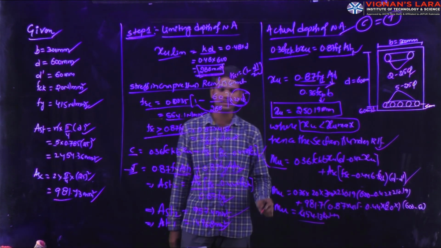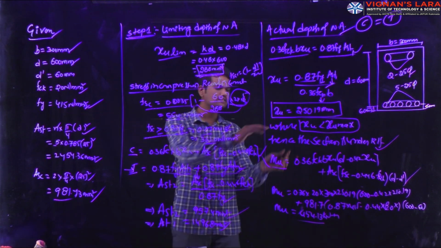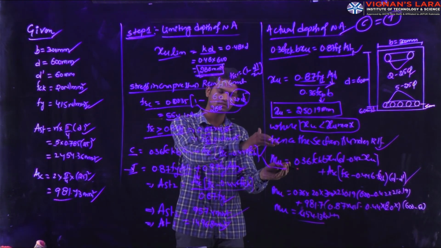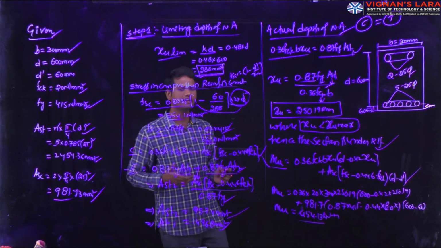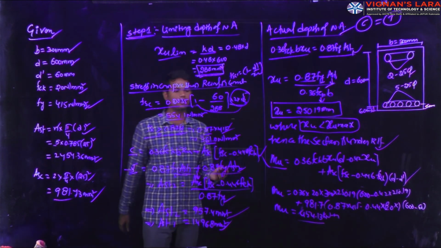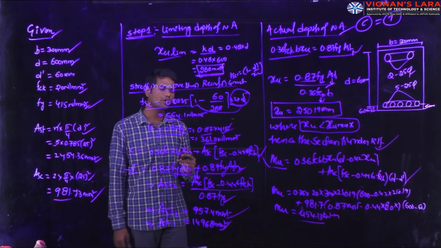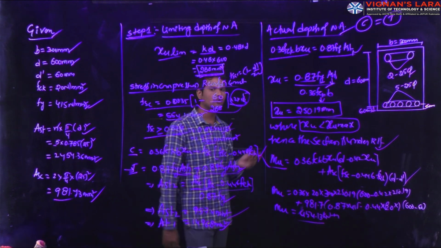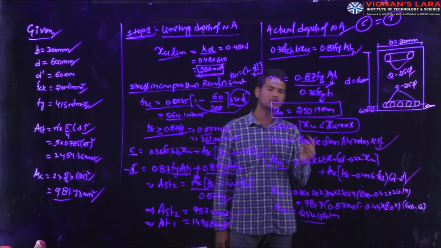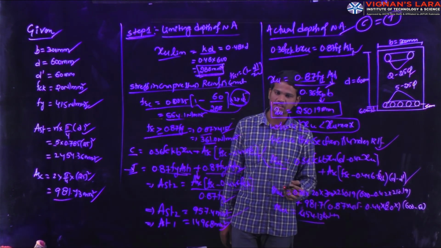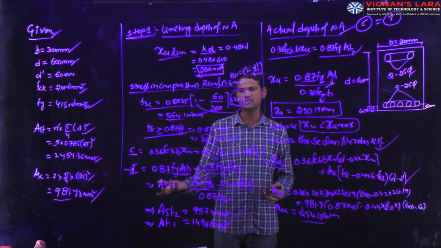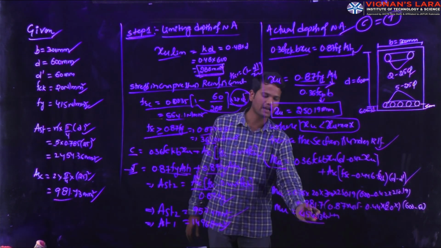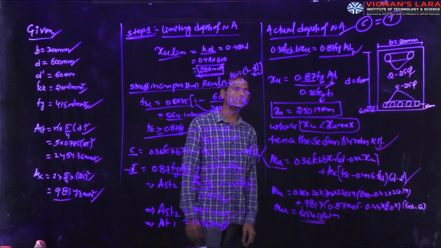454.13 kilonewton meter. This same formula, instead of the compression direction, if you substitute in the tension direction also, you will get the same value. That moment is nothing but Mu equal to 0.87 into Fy into AST1 plus 0.87 into Fy into AST2. If you substitute the AST1 as well as AST2, you will get the same moment acting on the beam section.